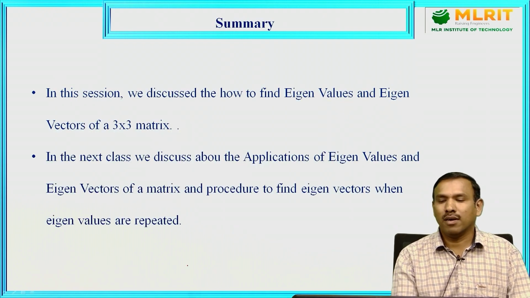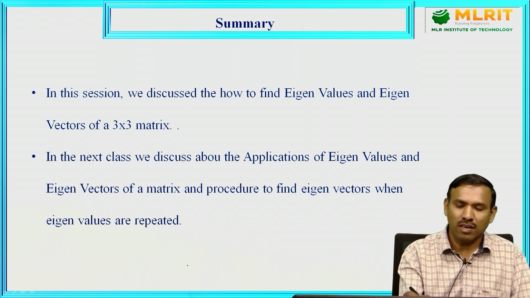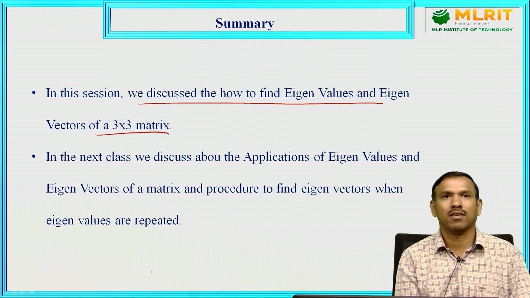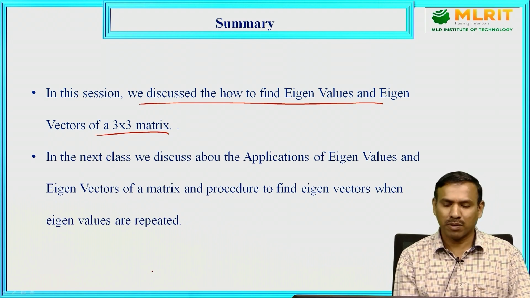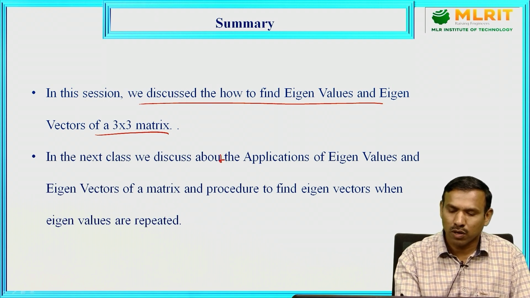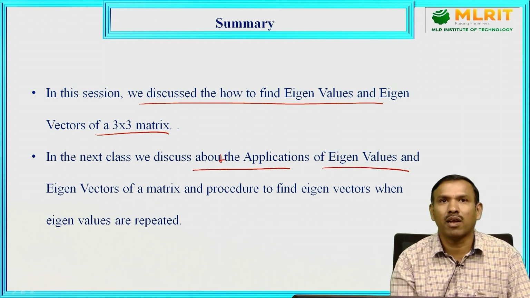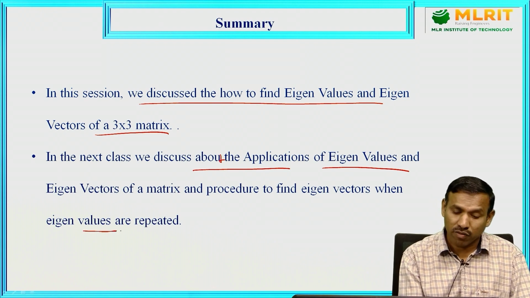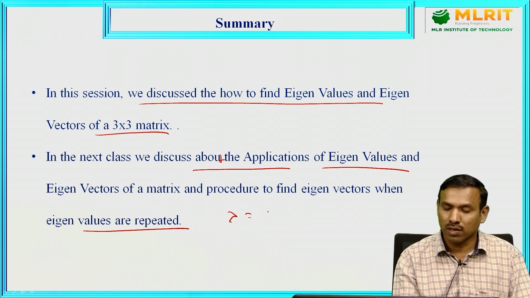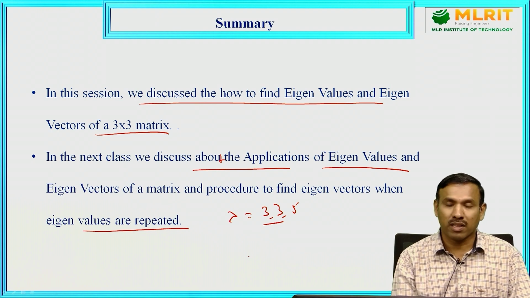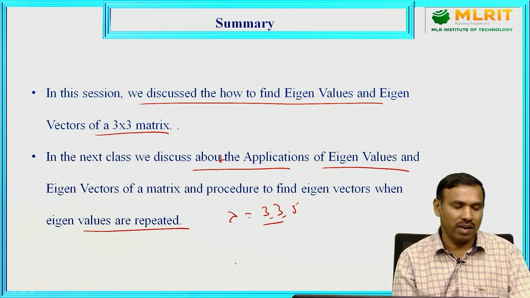So what we have done in this session is we discussed how to find the eigenvalues and eigenvectors of a 3 by 3 matrix, and alternate methods also. In the next video lecture, I am going to discuss the applications of eigenvalues and eigenvectors, and if eigenvalues are repeated, suppose lambda is equal to 3, 3, 5, then how to find the eigenvectors. That is a little bit different compared to this one. That also I will explain in the next video lecture, along with applications.